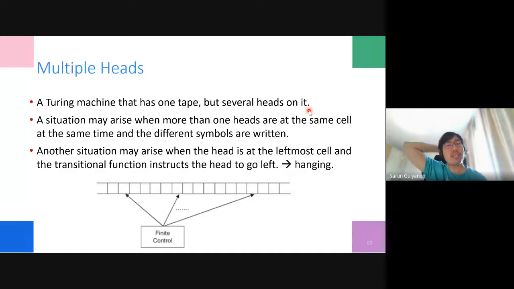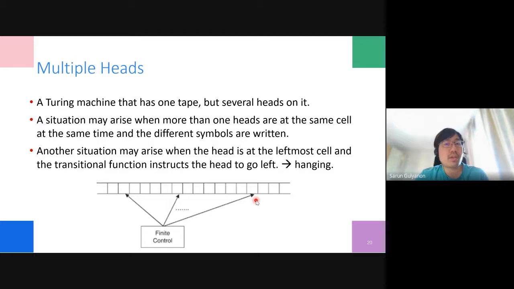This means that when you compute the transition, you can read multiple symbols from the tape, from each location of the heads. At the same time, after you make the transition, you can do some operations on these heads, either writing a symbol back or moving the location of the heads.